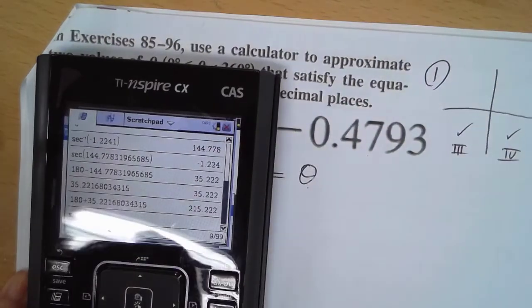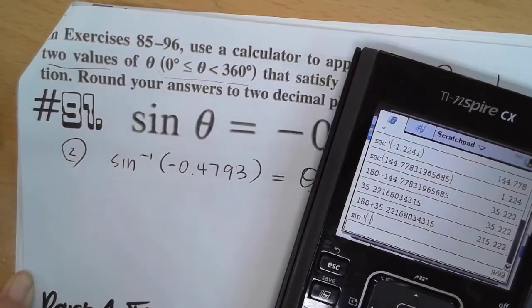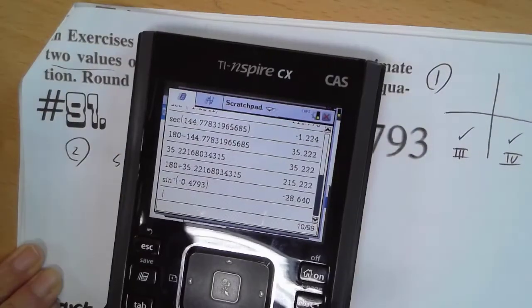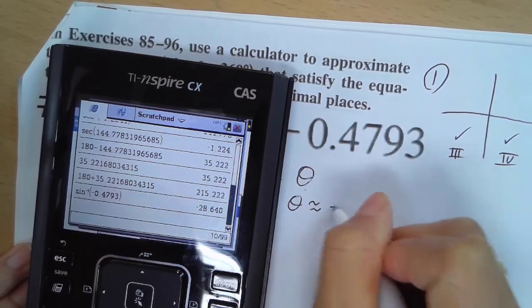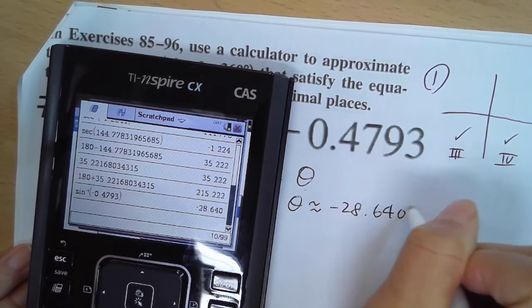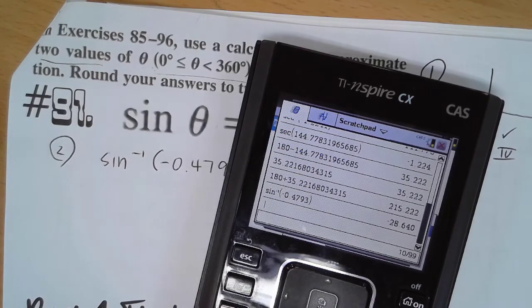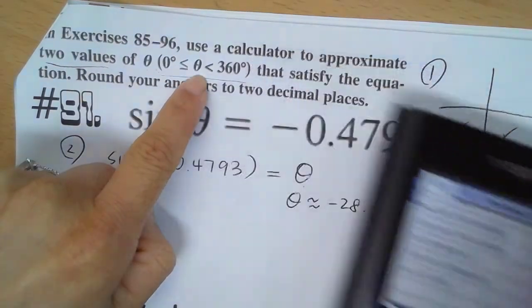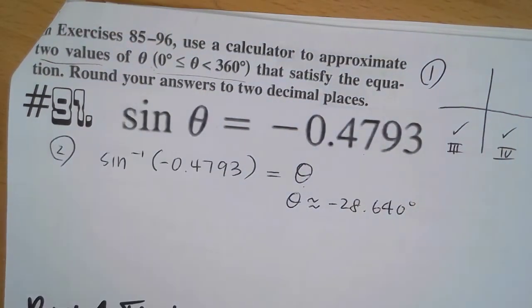What is it? Negative 0.4793. Let's press enter. Oh, you're so excited because you got some value, right? You're like, oh yeah, I got theta is approximately negative 28.648 degrees. Woohoo! You're so excited and you write this answer down. But you have to realize that doesn't make sense. It wants angles that are between 0 and 360, so positive values, right?